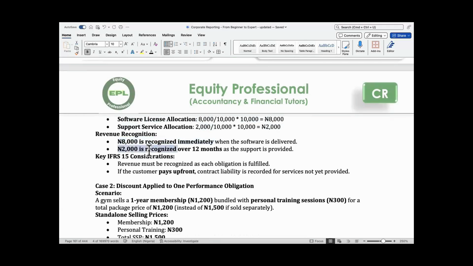But you see this 2,000 for one year technical support, it will be very wrong to go and put the whole of the 2,000 as revenue. Rather, what we do is we spread it over time. We'll recognize it over 12 months, the 2,000. I think I will still talk a little more around that.